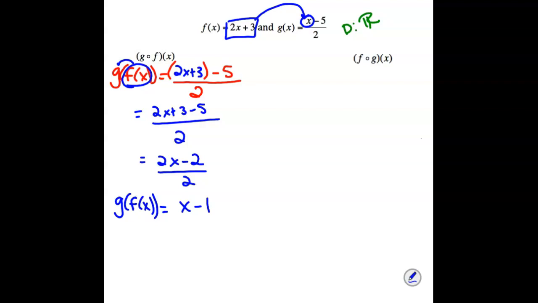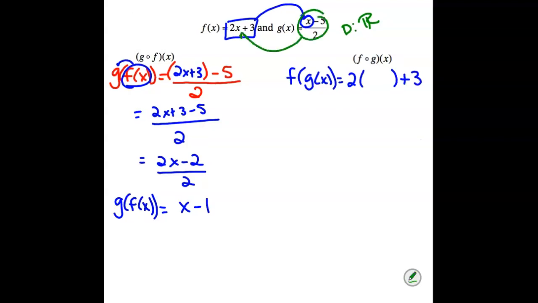Okay, trying the reverse order. This time we're doing f of g. So we're starting with function f, 2 times something plus 3, and we're plugging g into it. So we're putting (x minus 5) divided by 2 inside. And now to simplify this, notice those 2's drop out.